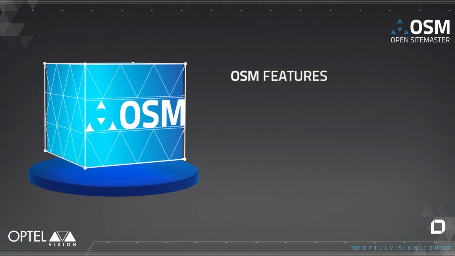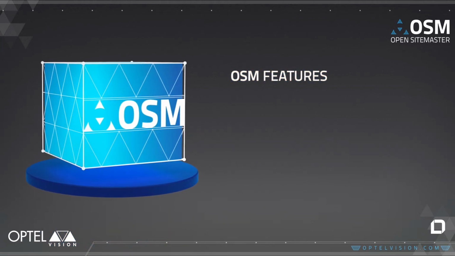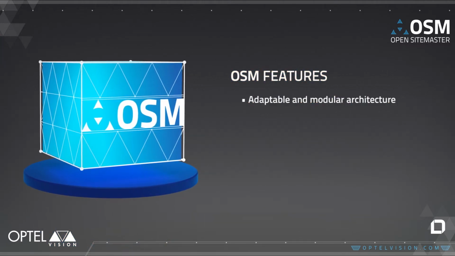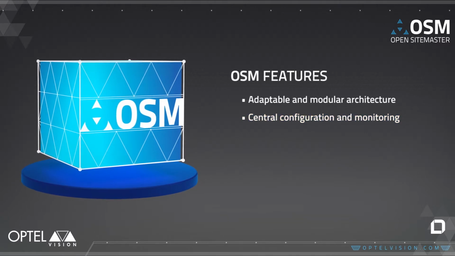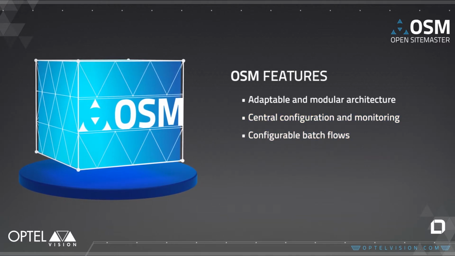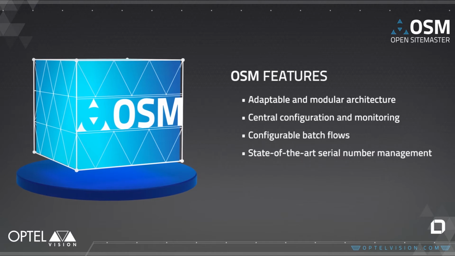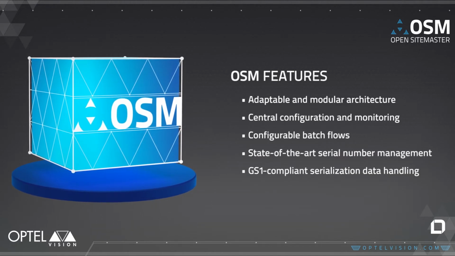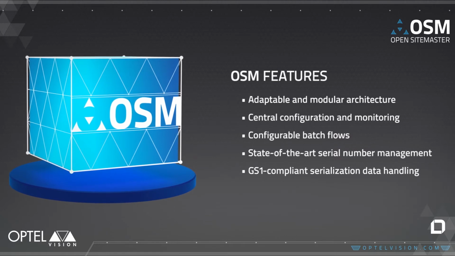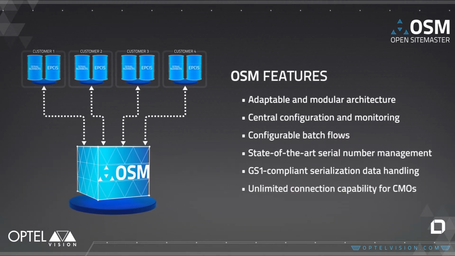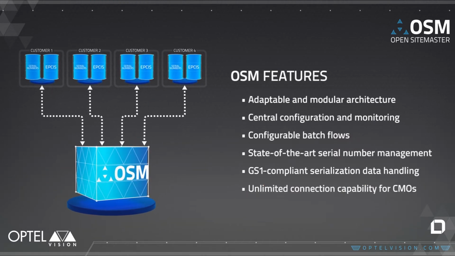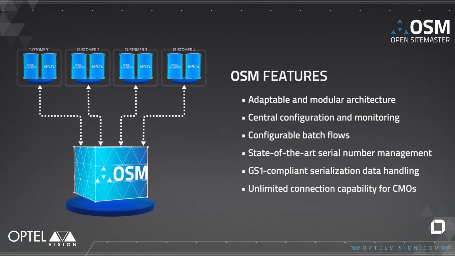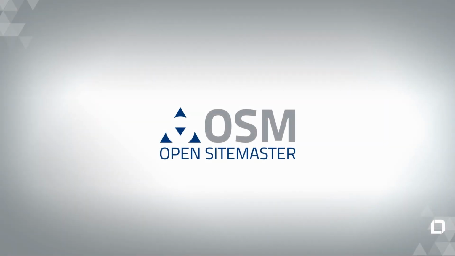To recap, Open Site Master's main features include adaptable and modular architecture, central configuration and monitoring, configurable batch flows, state-of-the-art serial number management, GS1 compliant serialization data handling, and finally, the ability for CMOs to connect to several customers and get serial numbers as well as generate reports. Open Site Master, Serialization Empowerment.